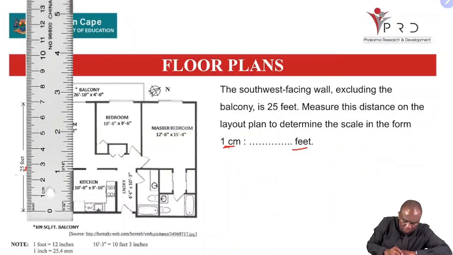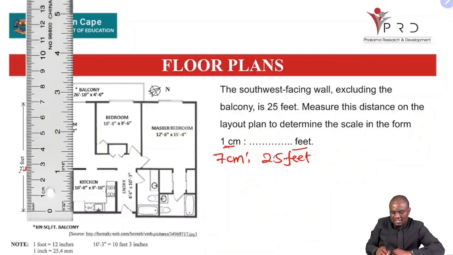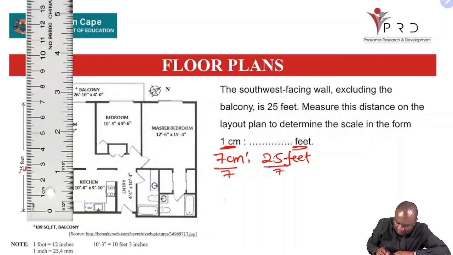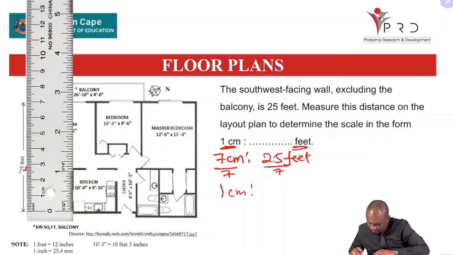Right, welcome back. So we can see here that 7 centimeters is to 25 feet. But now they said we must write it in the form 1 centimeter to dash feet. So what do we do? Divide both sides by 7. So 1 centimeter, coming from 7 divided by 7, is to 25 divided by 7.